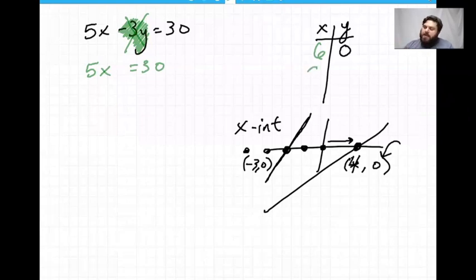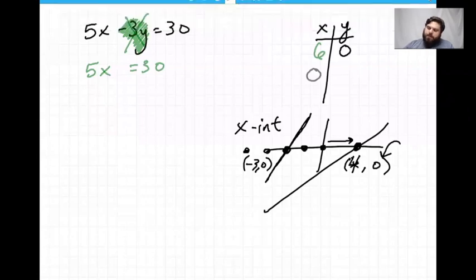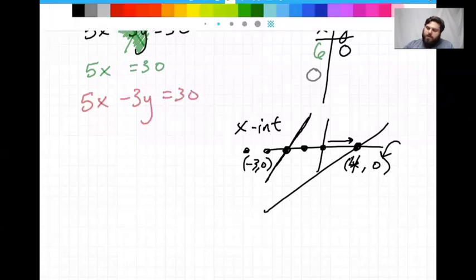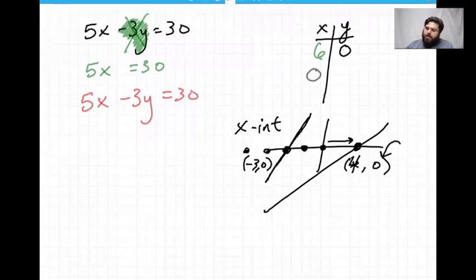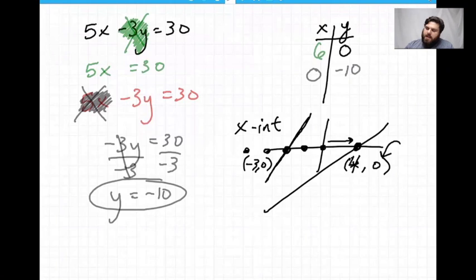So now we're going to let x equal 0, and we're going to find the y-intercept. We just do the same thing, except this time I have 5x minus 3y equals 30, and I'm going to let x equal 0. So this whole thing goes away because 5 times 0 is 0. So you're left with minus 3y equals 30. If I divide out the -3 on both sides, the process of solving, I get -10 for y. That means this is -10.